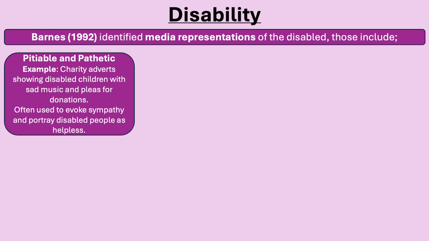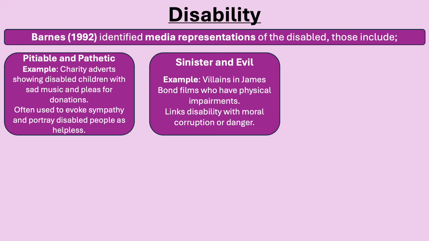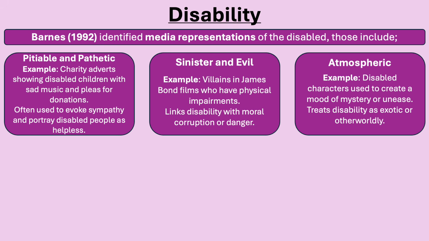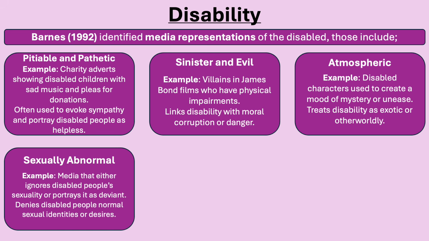This is often used to provoke sympathy and portray disabled people as helpless. Sinister and evil, an example of this would be villains in James Bond films who have physical impairments. This links disability with moral corruption or danger. Atmospheric, for example, disabled characters used to create a mood of mystery or unease. This treats disability as exotic or otherworldly.